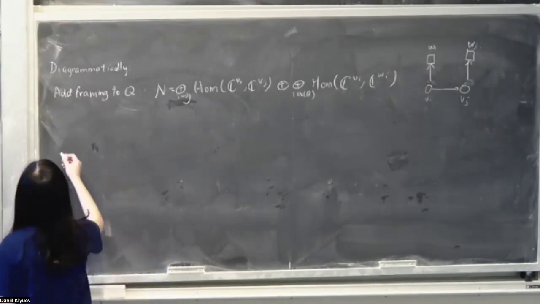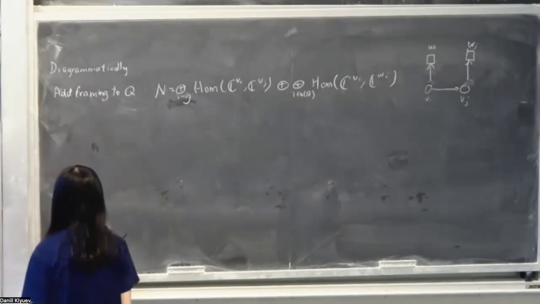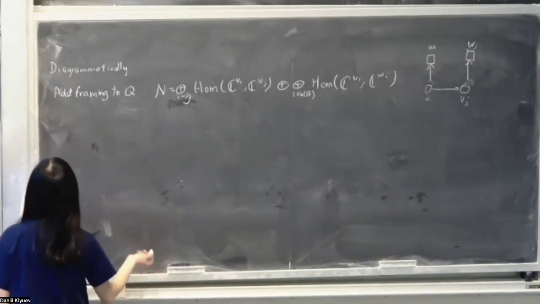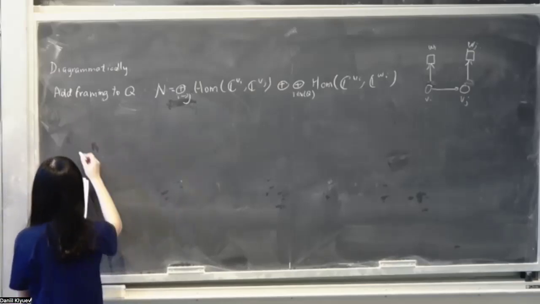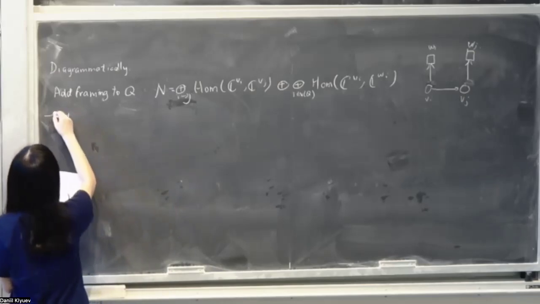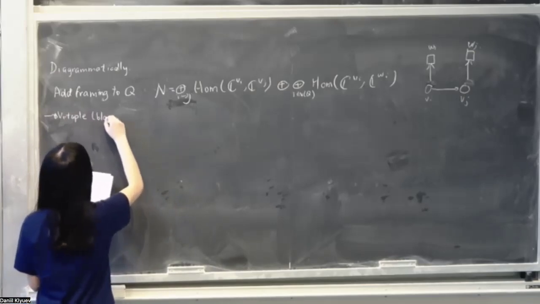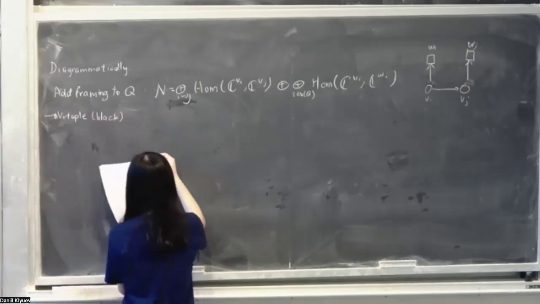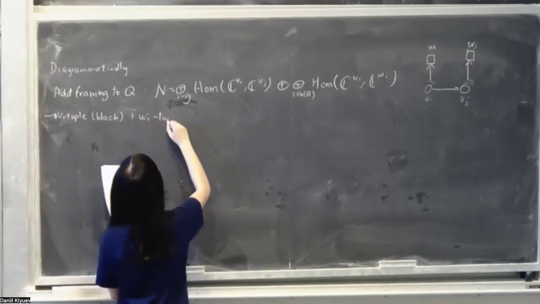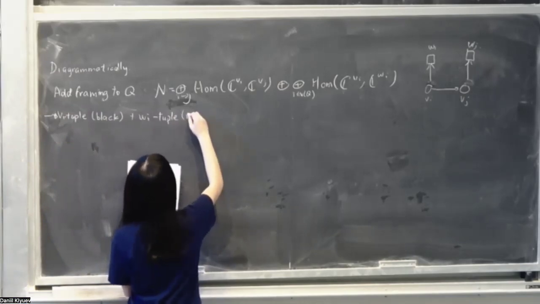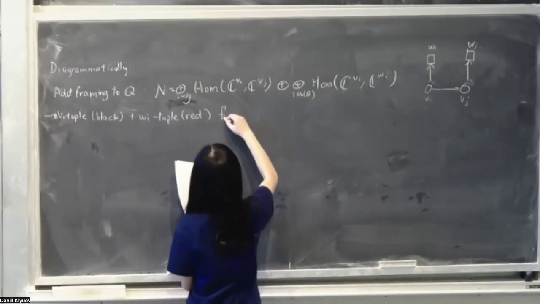Here, instead of just having dots on a line, in this case white on the blackboard, we'll get a VI tuple that's black and a WI tuple which is red. The red part is the framing for each I.